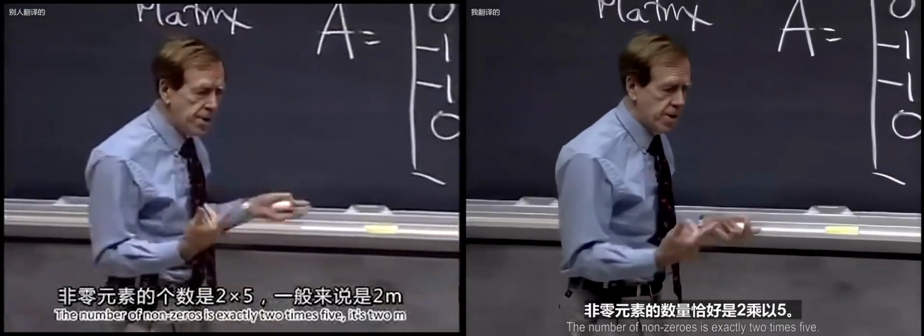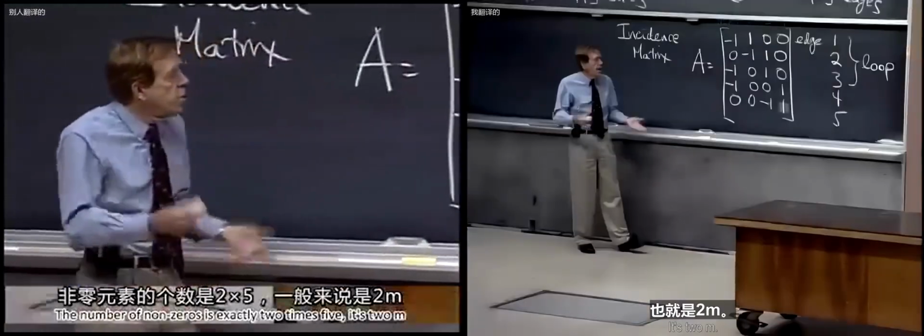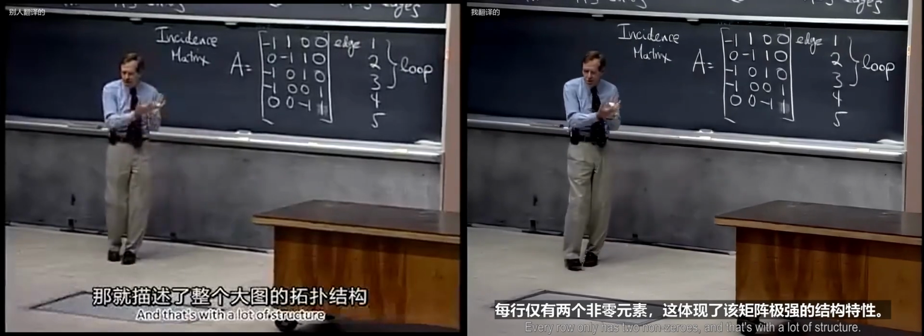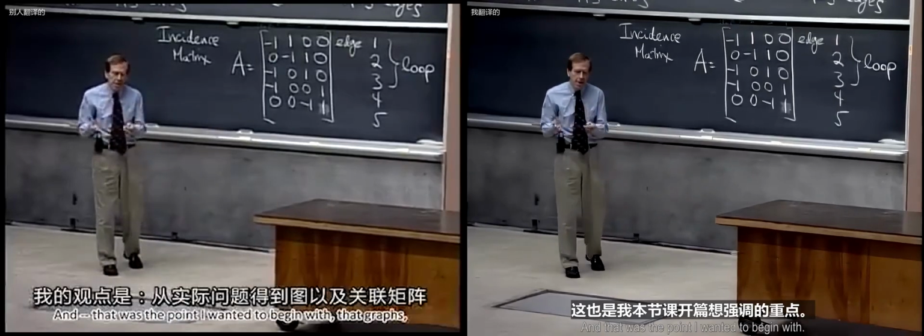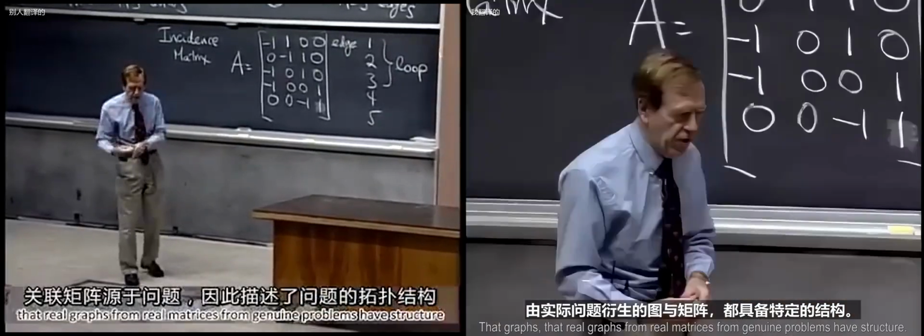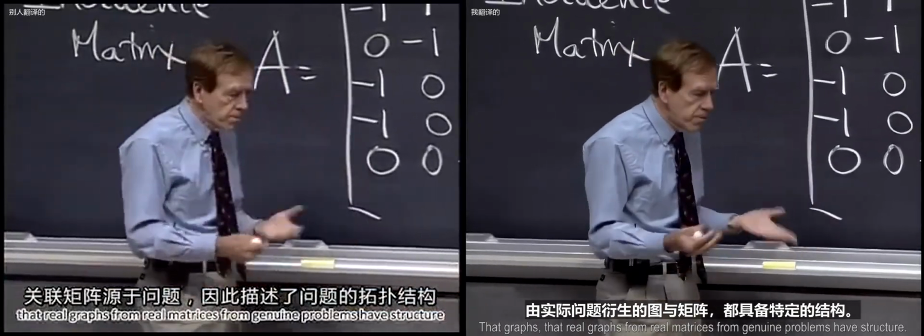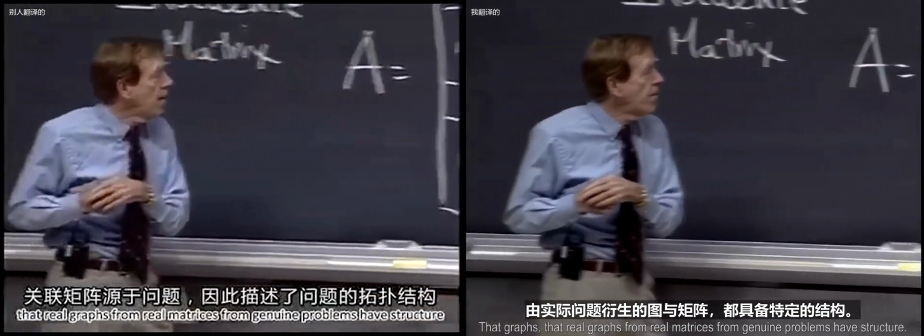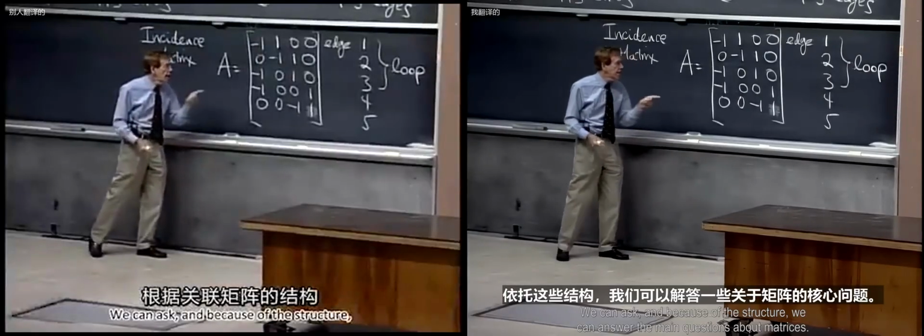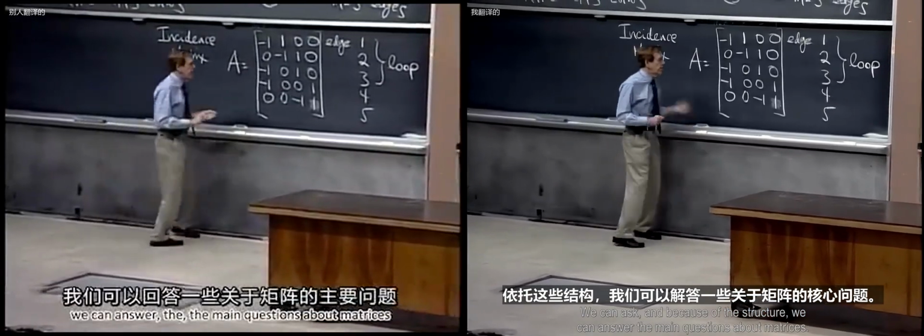The number of non-zeros is exactly 2 times 5. It's 2m. Every row only has 2 non-zeros, and that's with a lot of structure. And that was the point I wanted to begin with, that real graphs, from real matrices, from genuine problems, have structure. Okay. We can ask, and because of the structure, we can answer the main questions about matrices.